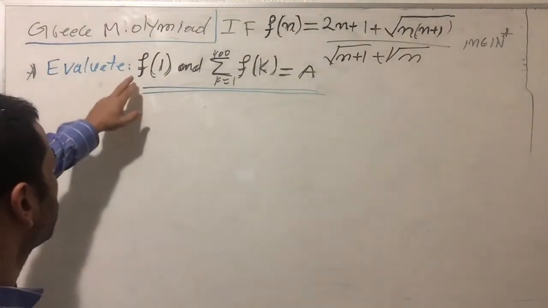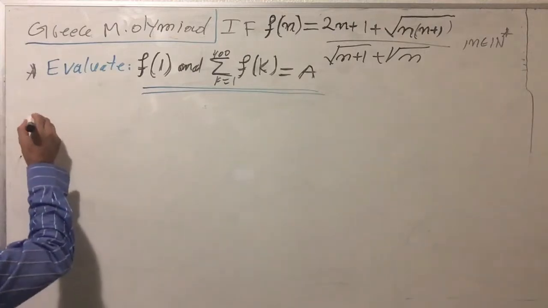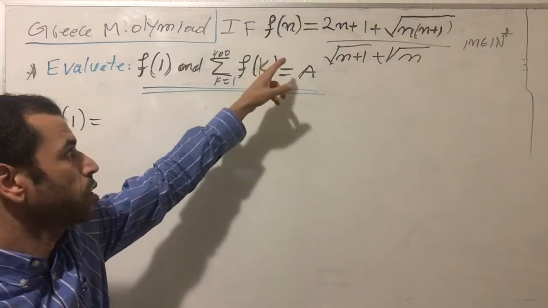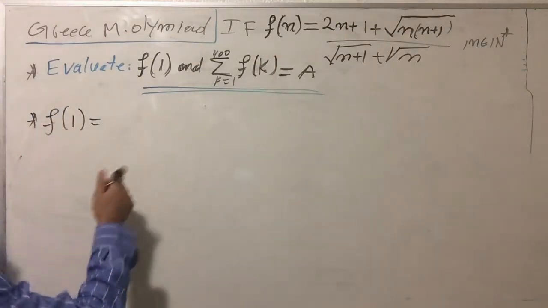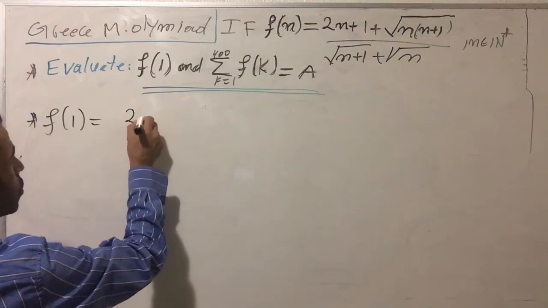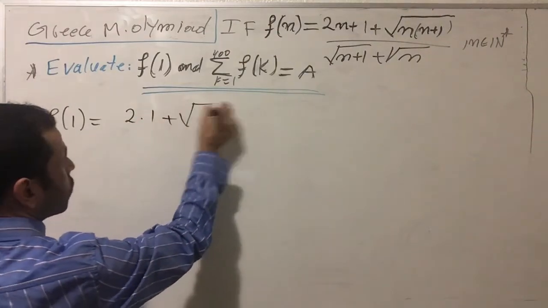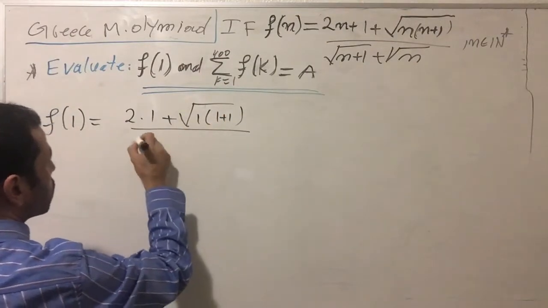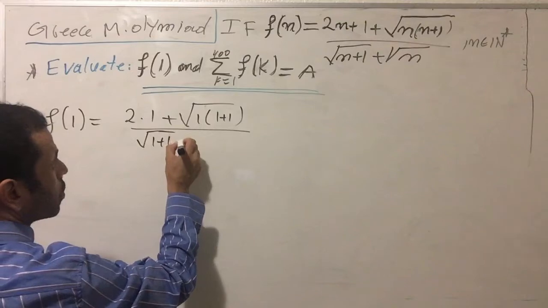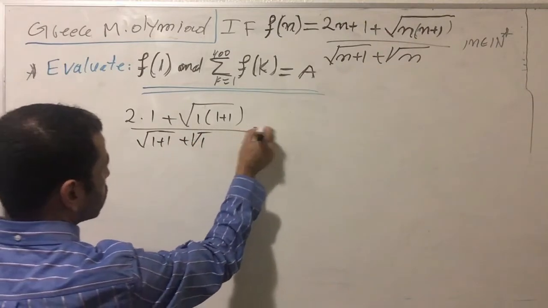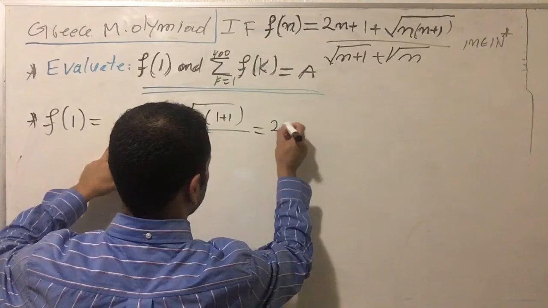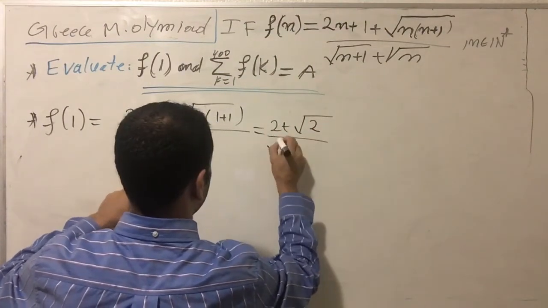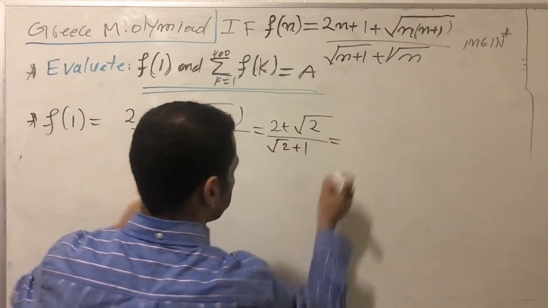The first thing, I'm going to calculate f of 1, okay? So f of 1, we are simply going to plug number 1 into this function. So I will have 2 multiplied by 1 plus square root of 1 multiplied by 1 plus 1, over square root of 1 plus 1 plus square root of 1. This one is 2 plus square root of 2 over square root of 2 plus 1, okay?